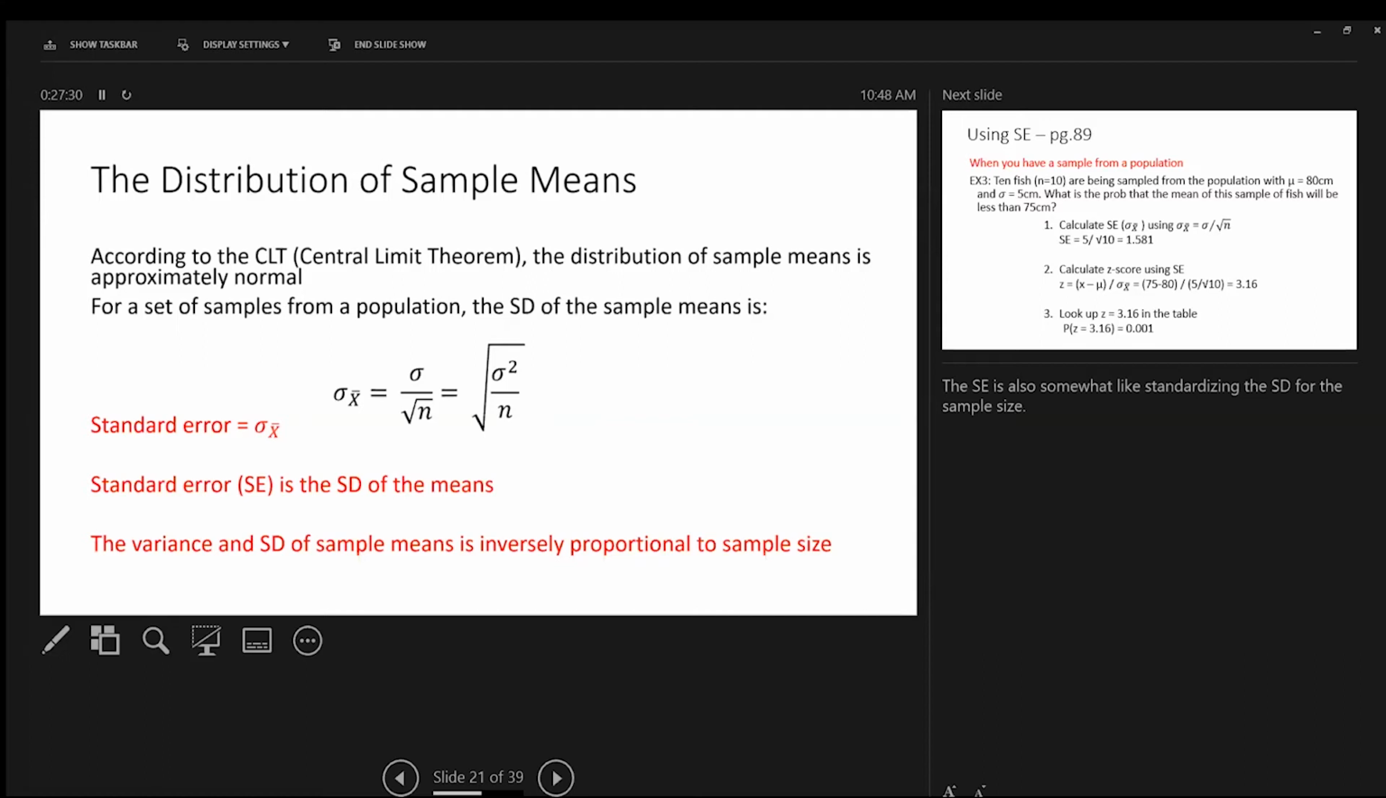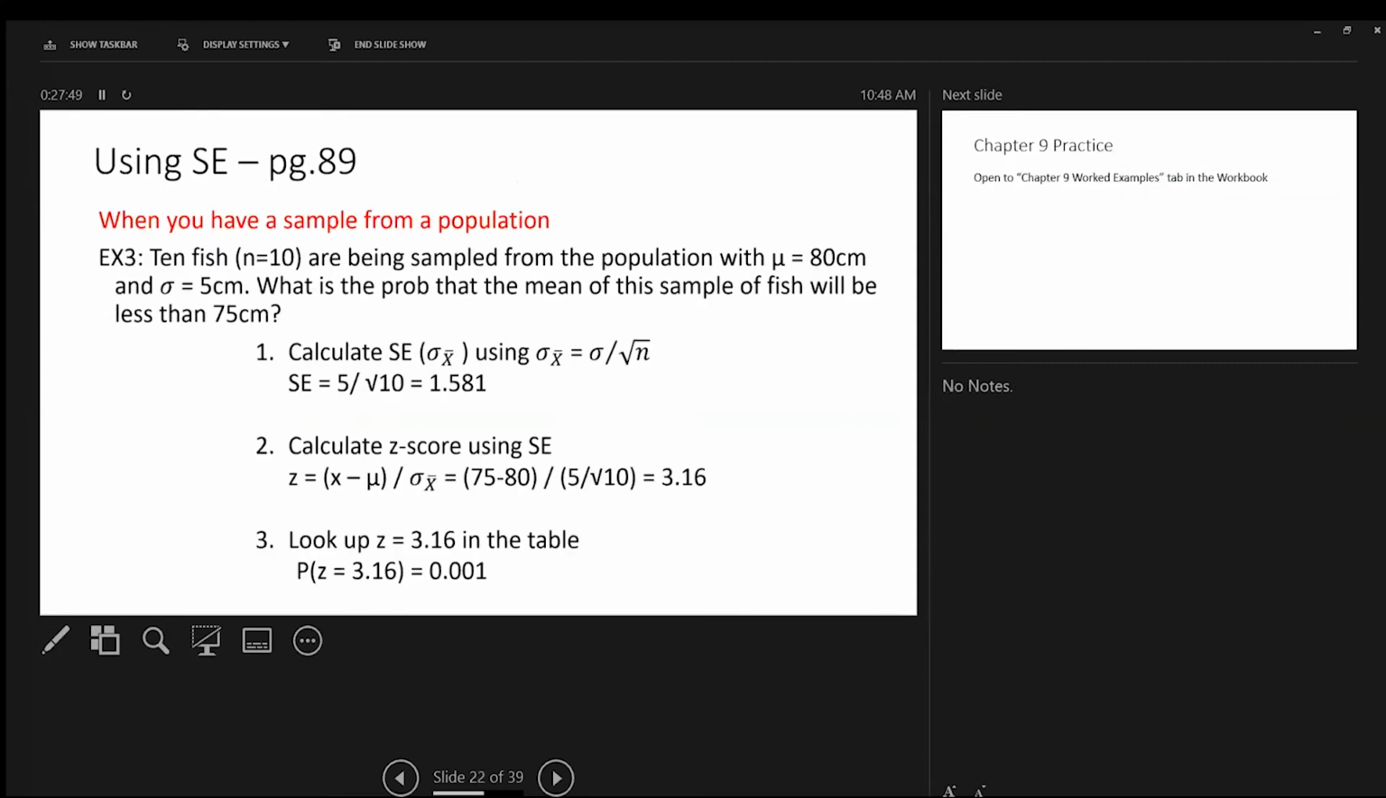The variance and standard deviation of sample means is inversely proportional to sample size. So as sample size increases, both variance and standard deviation should get smaller. When we solve for these though, instead of dividing by standard deviation like we were before, we now need to use standard error instead.